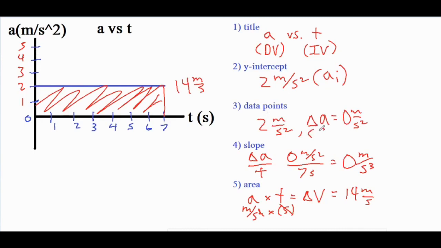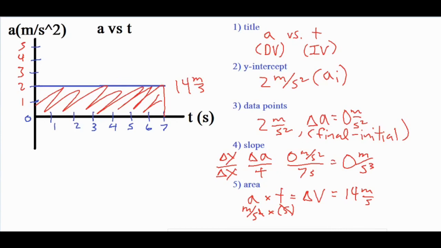Changes are always some form of doing a final minus initial value. Number 4, the slope is going to be very important in lots of cases, and the slope is telling you the rate of change. So it's the rate of change of the y variable, so how quickly the y variable is changing with respect to the x variable. And for this one, the change in acceleration over time is jerk, and that comes out to 0 meters per second cubed.